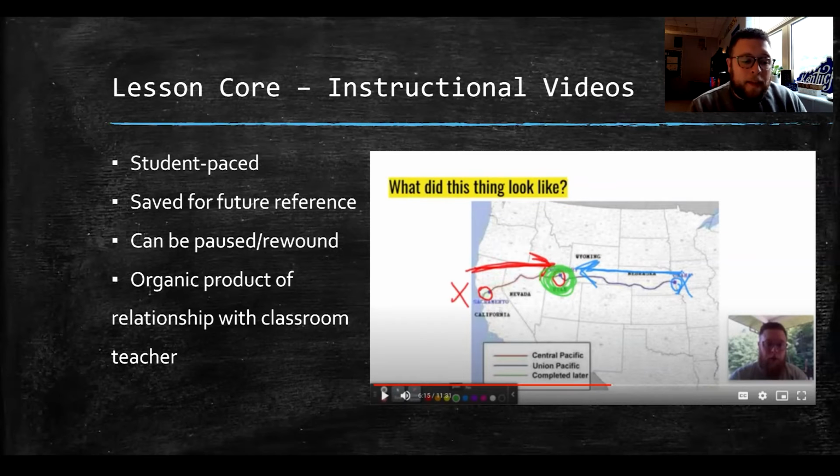And they kind of become this organic product of a relationship with the classroom teacher. So they're not watching some random person online teach, but even though they're watching a video, it's a video of a person they know, who knows them, this teacher that they really have this relationship with, and it really kind of flows organically out of that relationship.